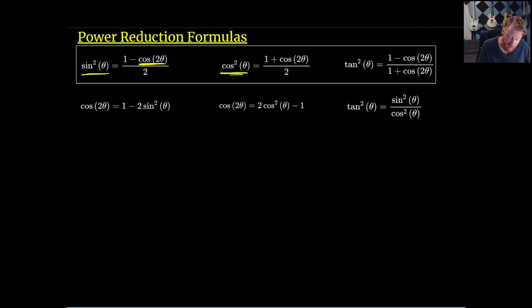And we're taking cosine squared and reducing its power to something that's not squared, and we're taking a tangent squared and reducing it to some trig functions that don't have squares. So this is sometimes a helpful thing to do. We will derive these formulas from a few of the different versions of that cosine of 2 theta.